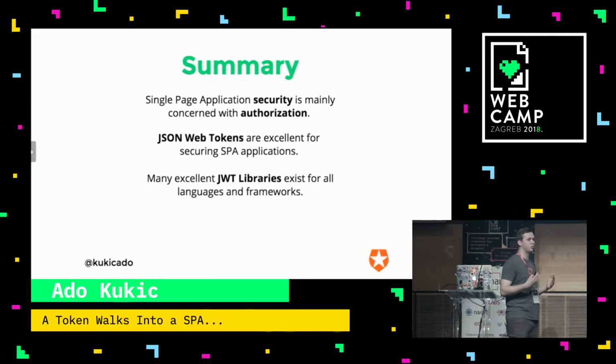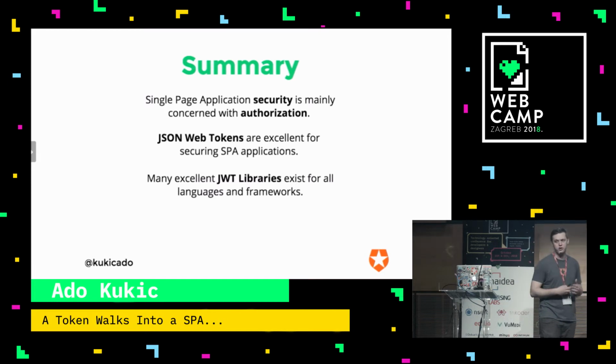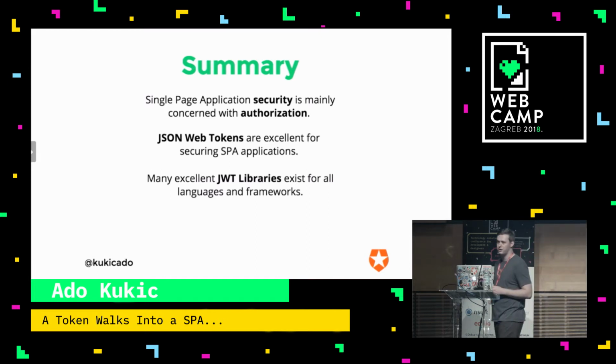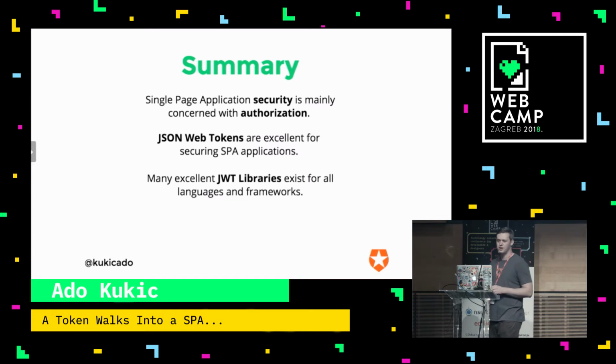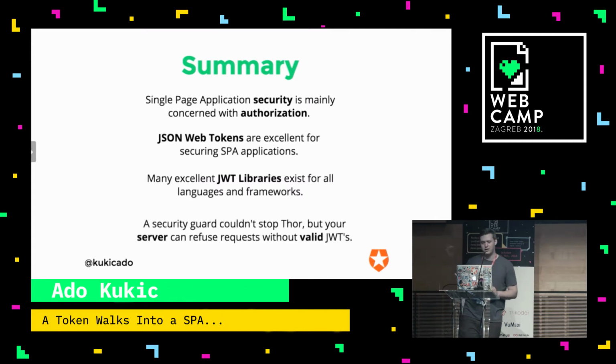So it doesn't matter what type of developer you are, what language, what framework you're using. There's likely a JSON Web Token library already built, already validated with the community, that works and will get the job done. And as far as working with JSON Web Tokens in the browser, I showed Axios, but you can use XML HTTP requests, you could use the Fetch API, you can use Angular's HTTP library very easily to modify headers and work with those. And then finally, a security guard probably couldn't stop Thor, but your server can refuse requests without valid JSON Web Tokens very easily and very securely and every single time.